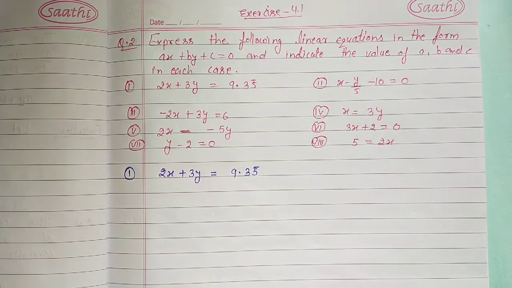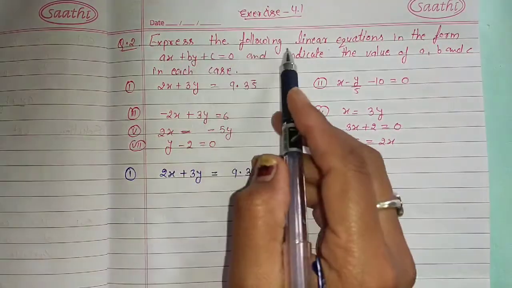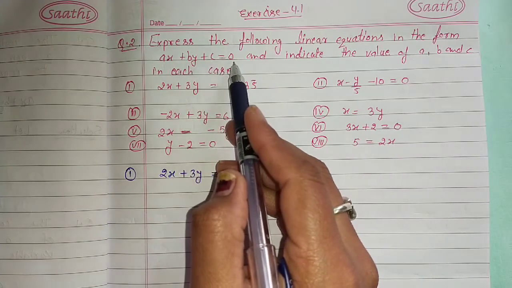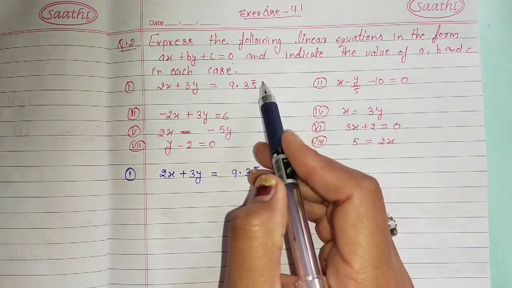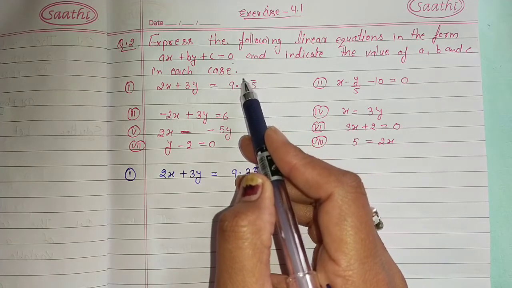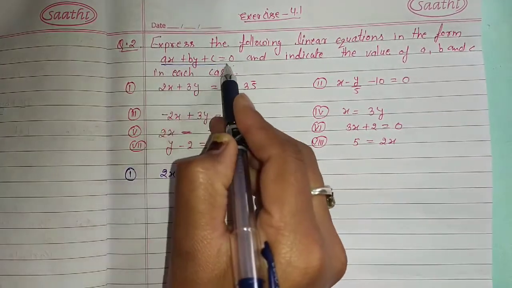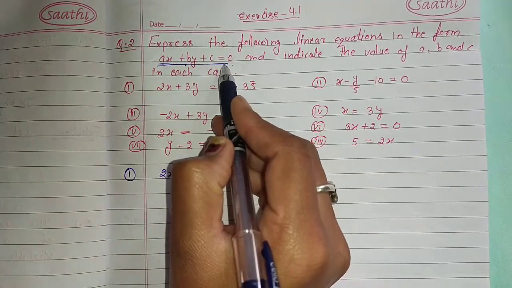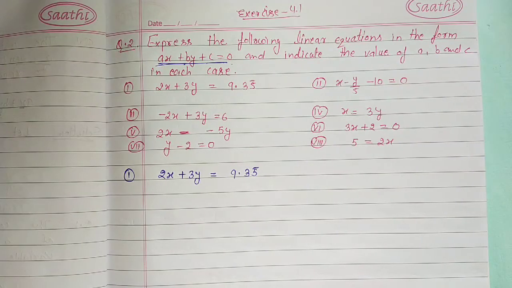Hello everyone, now we are going to solve question second of exercise 4.1. The question is: express the following linear equation in the form ax plus by plus c equal to 0 and indicate the value of a, b and c in each case. In this question, we have to write the given linear equations in standard form. Ax plus by plus c equal to 0 is the standard form of linear equation in two variables.